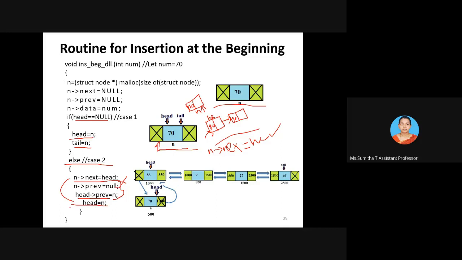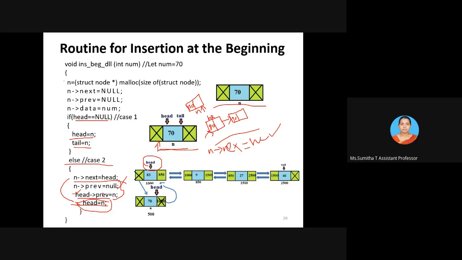What is the head now? We are not going to this line, just the third line. After that only we are assigning the n to head. So now the head of previous is n. What is that? The previous head only. Here we are mentioning the previous head, that is the old head only.